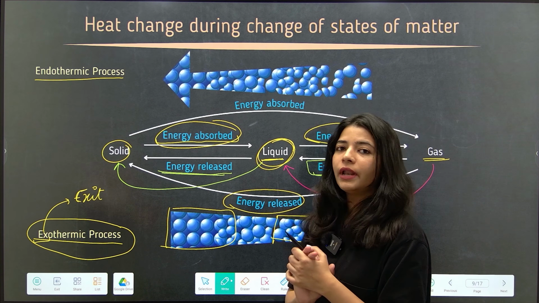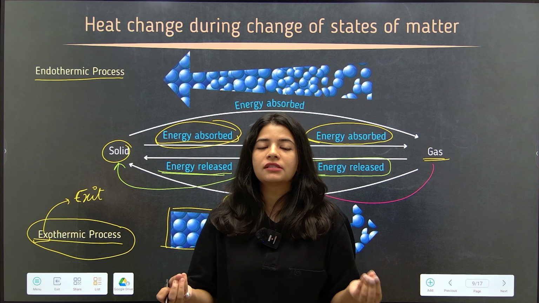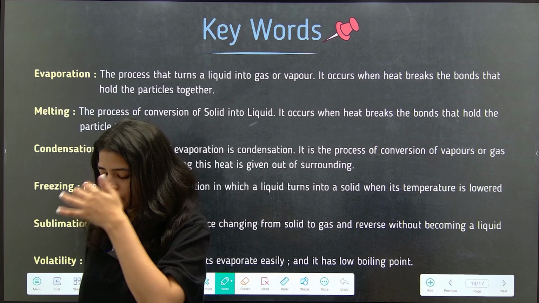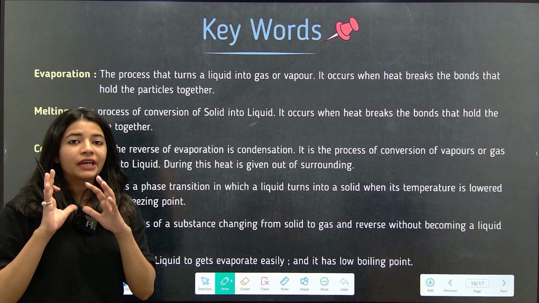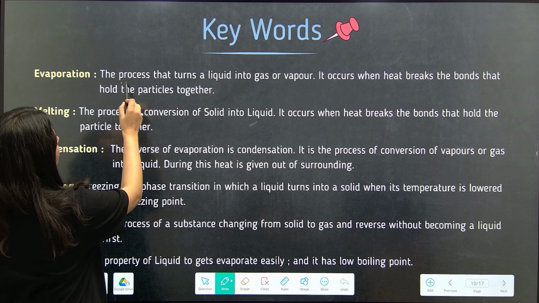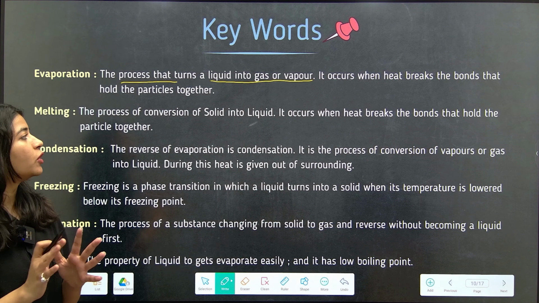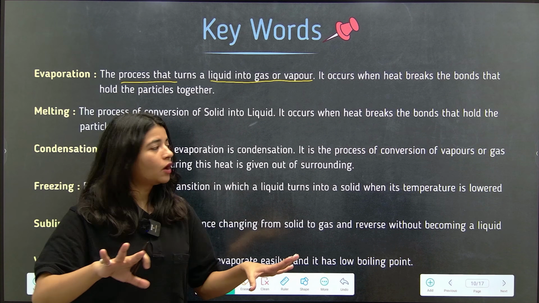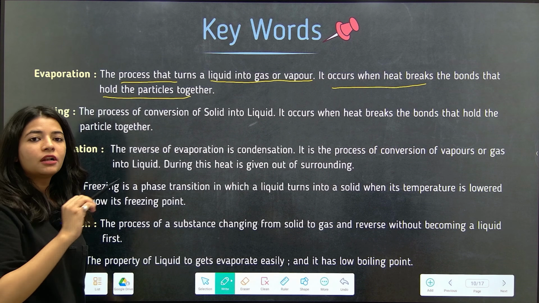Alright students, now let's understand a few keywords or the conversion processes which we have already discussed. Now let's read the definitions. The first one is evaporation. What was evaporation? When liquid gets converted into gas, that was evaporation. The process that turns a liquid into gas or vapor is known as evaporation. In that case, what is happening? We have to provide energy so that the bonds are broken down, and therefore it occurs when heat breaks the bond that holds the particles together.